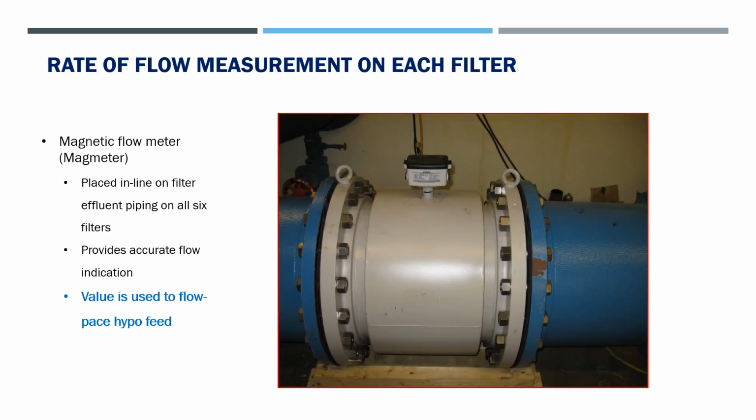And we mentioned the flow rate meters that had to be placed in line, so we needed a lot of straight length of pipe coming out of the filter. So we had it discharging into the opposite clear well storage basin. This is the magnetic flow meter that was put in line to the filter effluent of each filter. And the signal that comes from this meter is a flow pace value that paces the hypo feed.